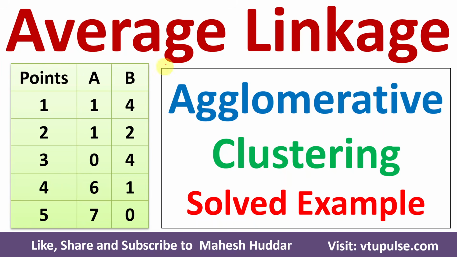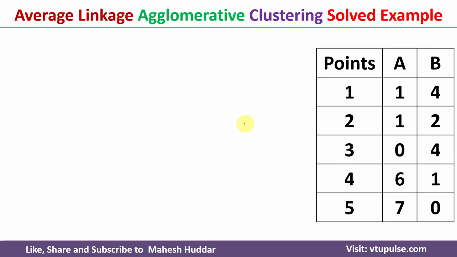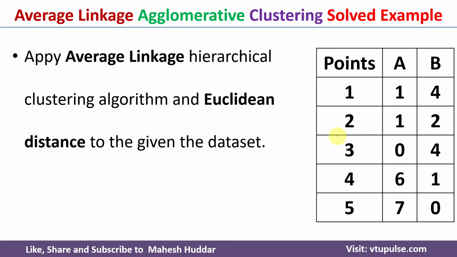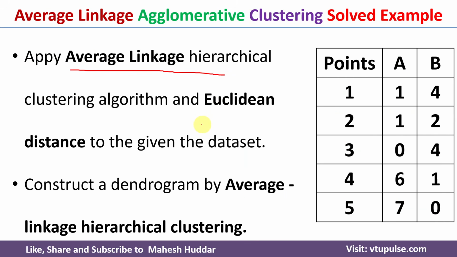Welcome back. In this video, I will explain the concept of the average linkage agglomerative clustering algorithm with the help of a simple solved example. This is a given data set. For this data set, we need to apply the average linkage hierarchical clustering algorithm and Euclidean distance. After that, we need to draw the dendrogram by using the average linkage hierarchical clustering algorithm.